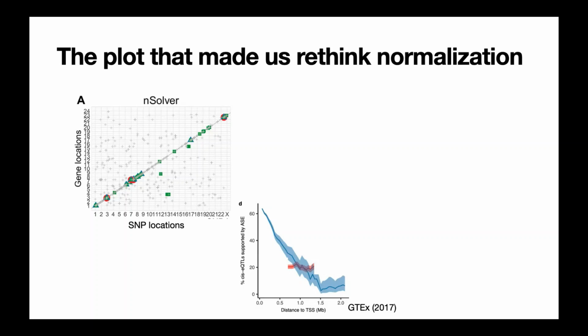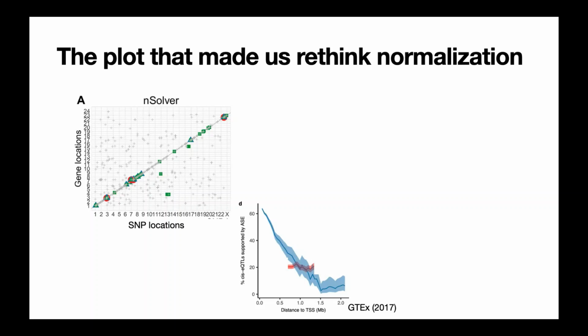But instead, we see all these gray pluses, which are relationships that are not nearby, but across different chromosomes. Those could exist, but we didn't think that there should be so many. There were a lot of them.